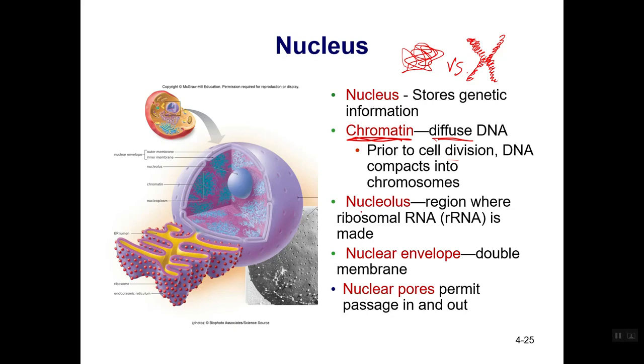The next structure is the nucleolus. That is a region where ribosomal RNA is made. The nuclear envelope is a double membrane structure that encapsulates the nucleus, which is encompassing the DNA. All right, and then lastly, the nuclear pores. They are little tiny holes, you can see them all throughout, that allow passage in and out of the nucleus. Not very many things go in and out of the nucleus, but some things need to, like mRNA, and we'll discuss that at a later date.